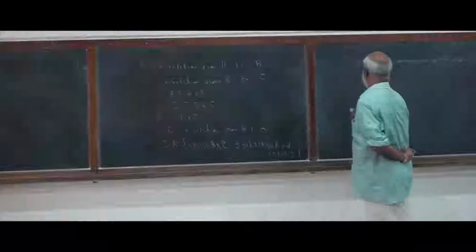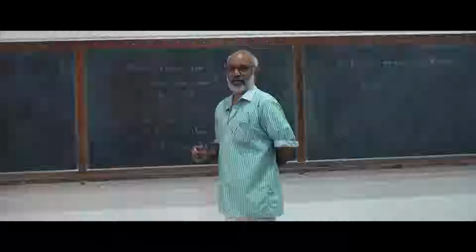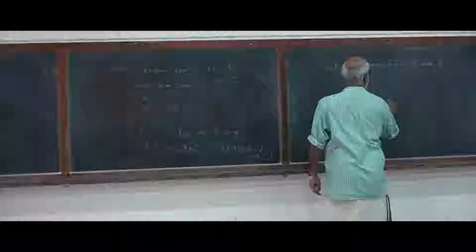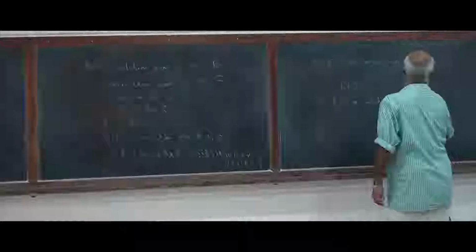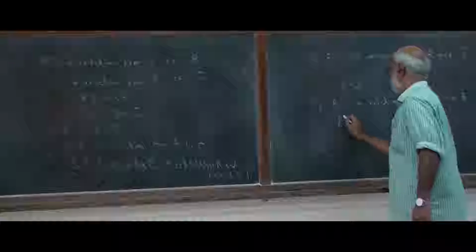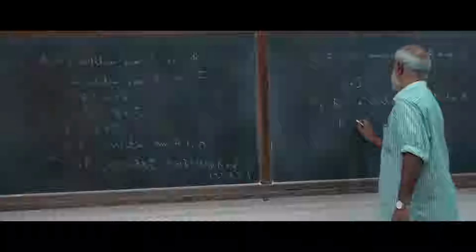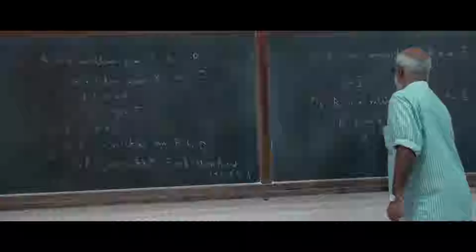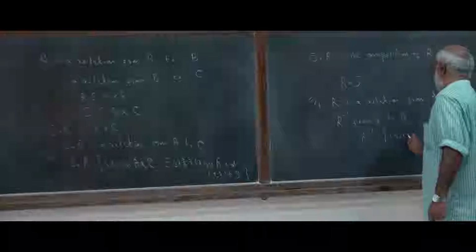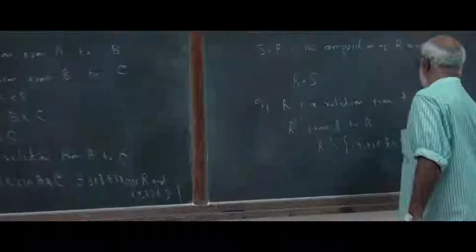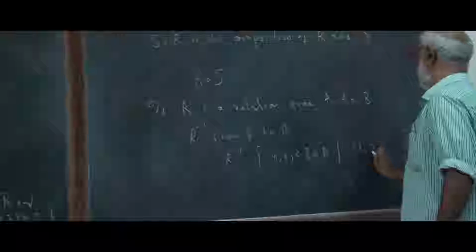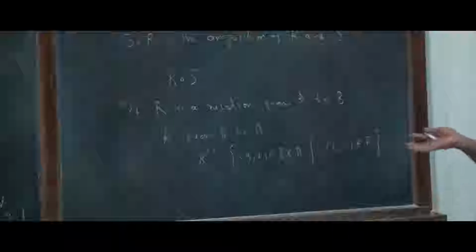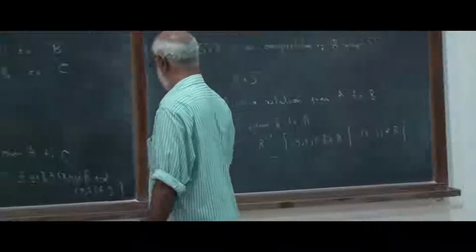Recall that we had defined the inverse of a relation in the last class. That is, if R is a relation from A to B, we had the relation R inverse from B to A defined by R inverse is the set of all (y, x) in B cross A such that (x, y) belongs to R. This is the definition of the inverse, or converse, or reverse of the relation R.